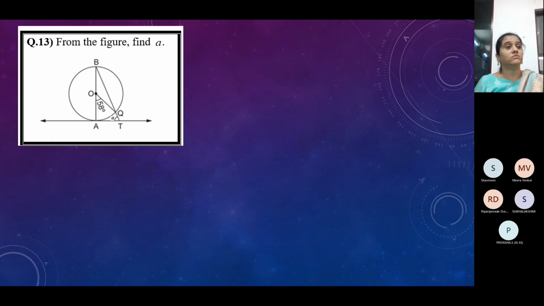Thirty. 32. How many of you said 32? That's what I'm wondering. I hadn't found out in that speed actually, so I was wondering how suddenly these people said 32. So you mistook it to be a triangle, but it is not a triangle. So they thought it's a triangle, so 90 degrees, 58 degrees, so angle sum property, 32 degrees. Not a triangle.